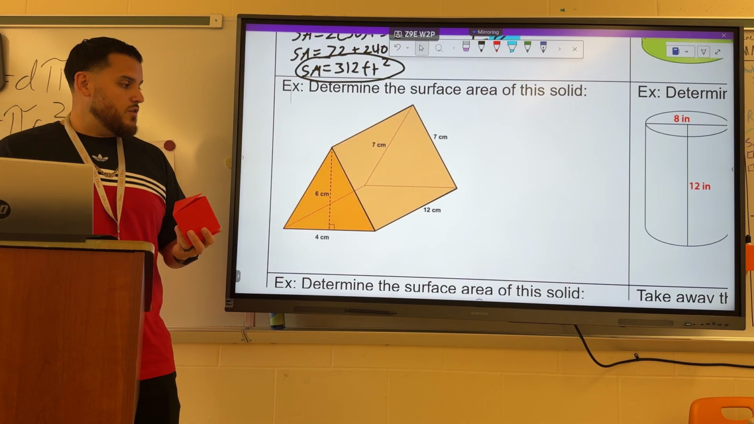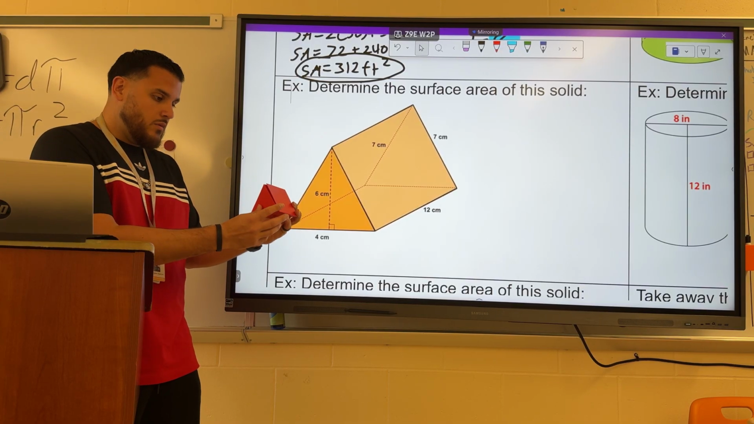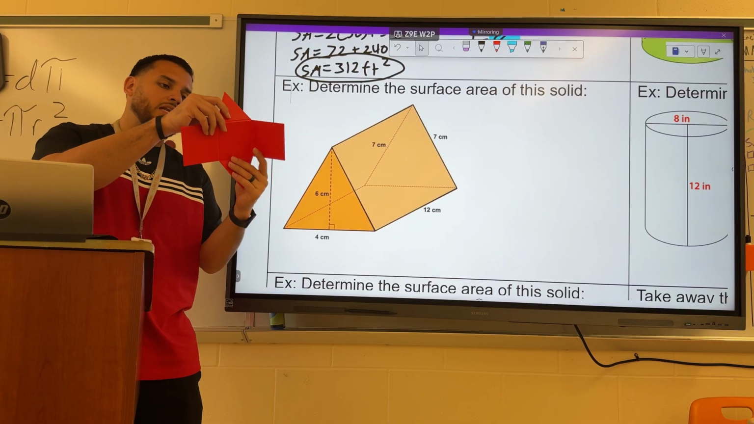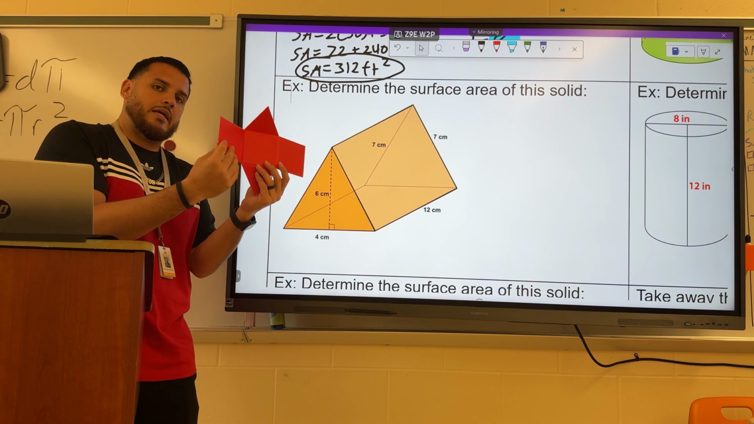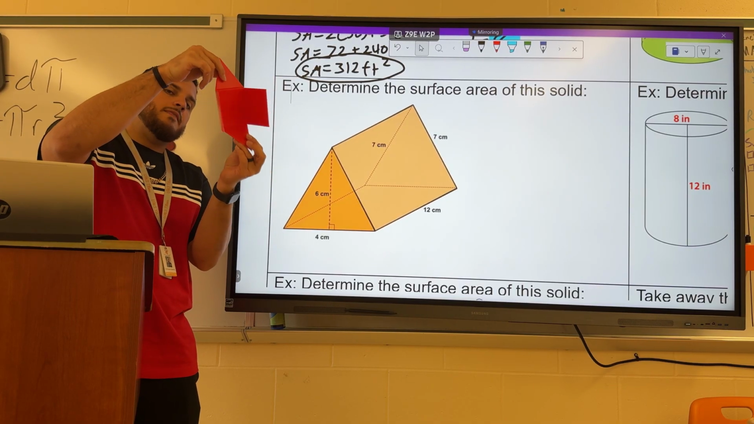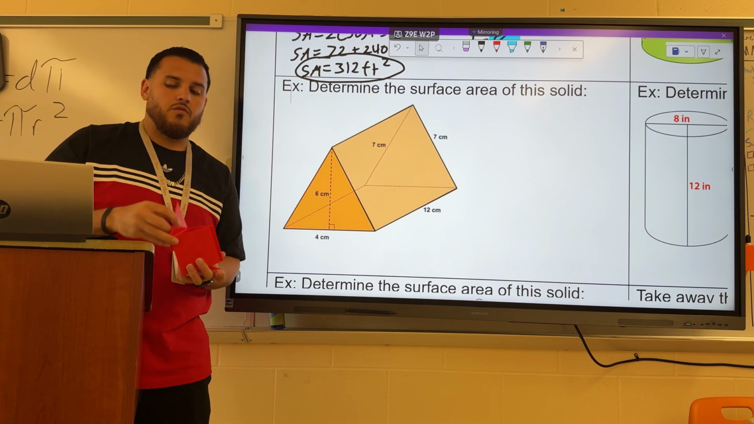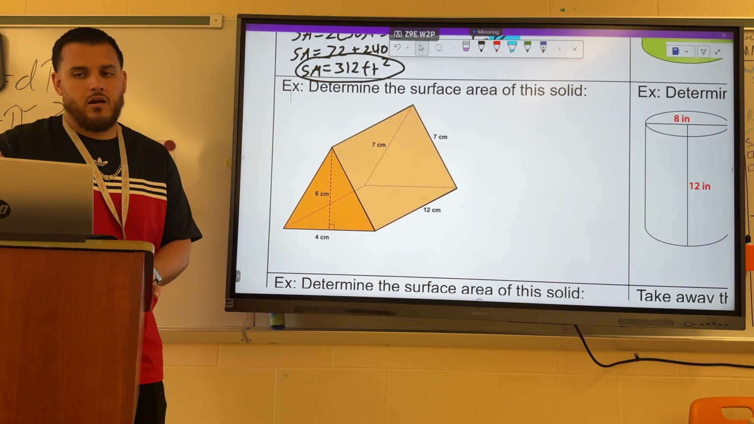So again, just another visual representation here. Here we have a triangular prism. That triangular prism is made up of 2 triangles and 3 quadrilaterals, 3 rectangles connecting them. Again, it's the 2 congruent shapes that must be your bases for your prism. So the triangles are what we're finding the area of.